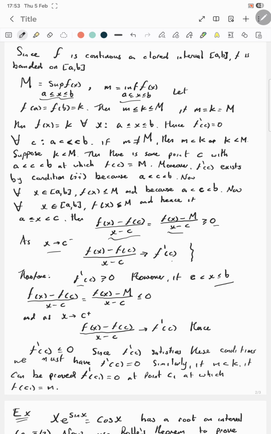However, if x is bounded within a and c, then this is greater than or equal to 0. And as x goes to c, this goes to our derivative at c. Hence, 0 is greater than or equal to f prime of c. Since f prime of c satisfies these conditions, we must have f prime of c equals 0. Similarly, if k is greater than m, it can be proved that f prime of c1 equals 0 at a point c1 at which f(c1) equals m.